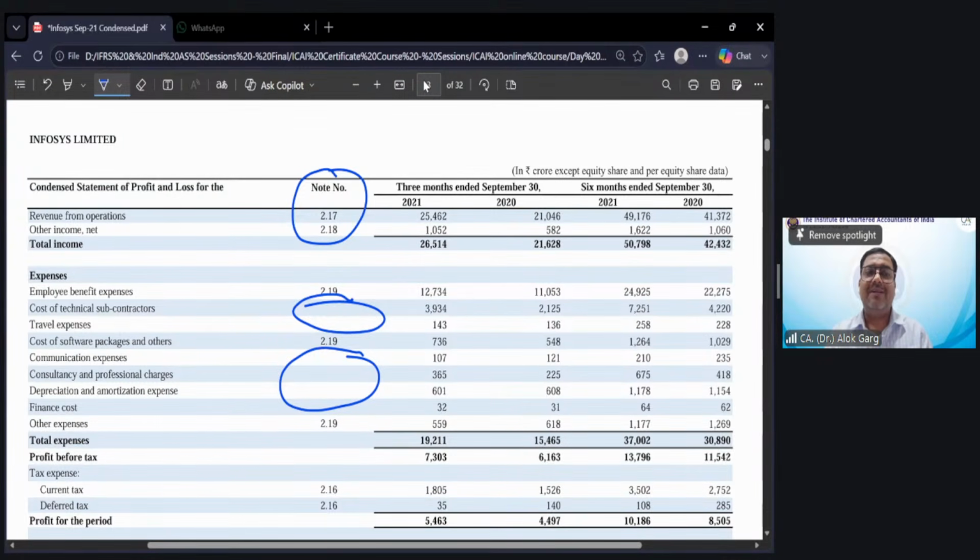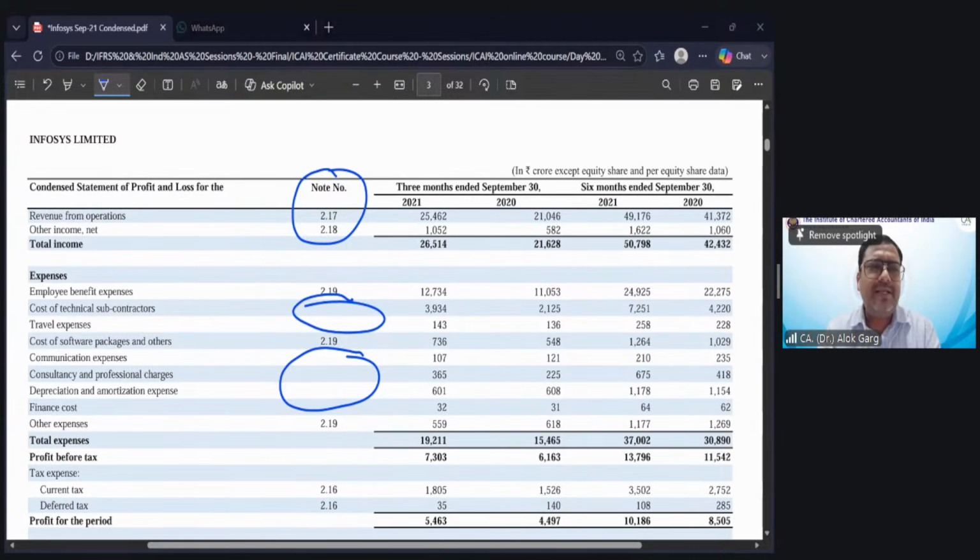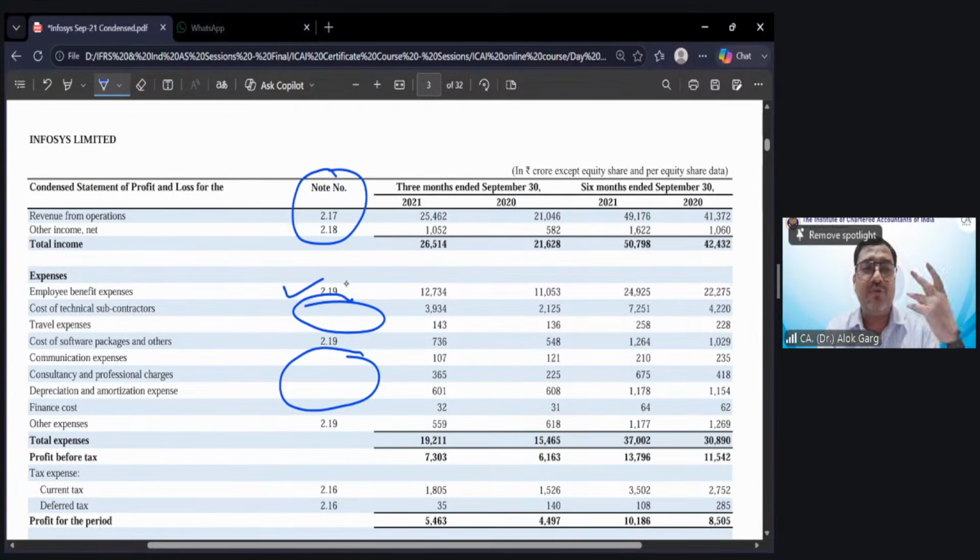Now, your condensed statement of P&L, you must have seen at many places your breakup is not given. For example, employee benefit expense is given, but actuarial disclosures are not given. Since it is a September ended financial statement, you can see they have given the quarter ended September 21 and the corresponding quarter ended September 20. And they have also given the YTD number, year to date: 6 months ended September 21, 6 months ended September 20.